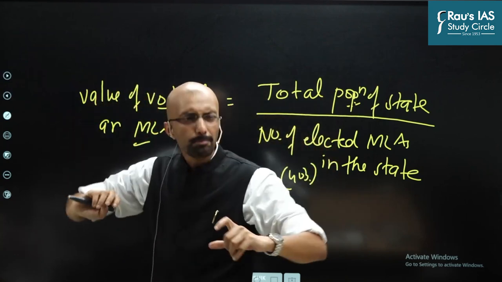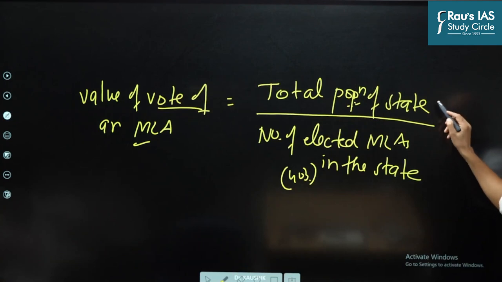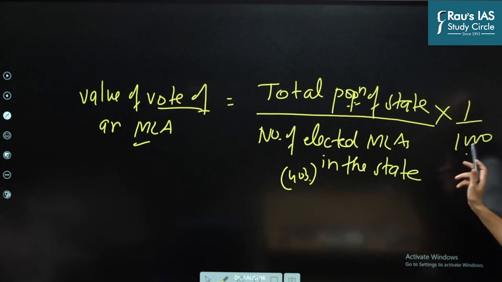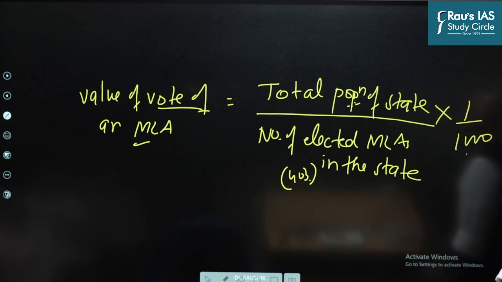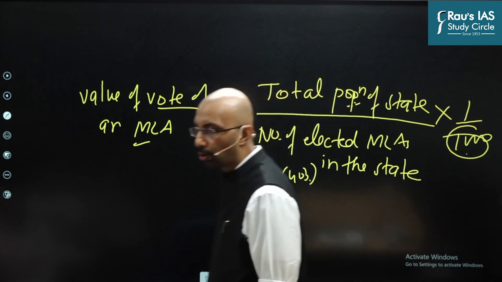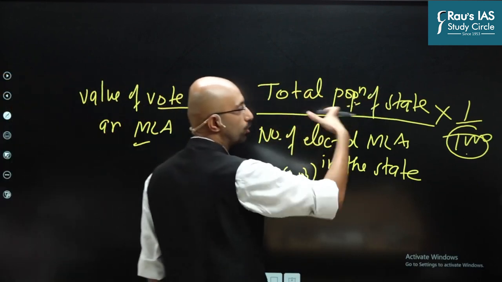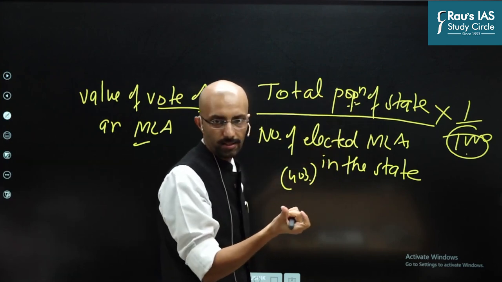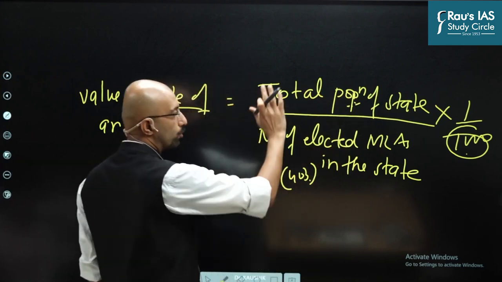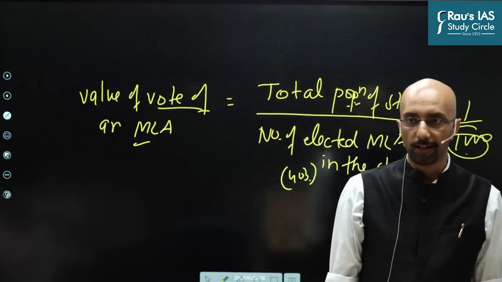So what we can do is simplify our life. We can divide this value further by 1000. This is the formula given in the constitution. So I hope you understand the significance of 1000. We just want to simplify the numbers. We are trying to reduce these lakhs and crores into hundreds. Now by using this formula, I can find out the vote value of all the MLAs of India.